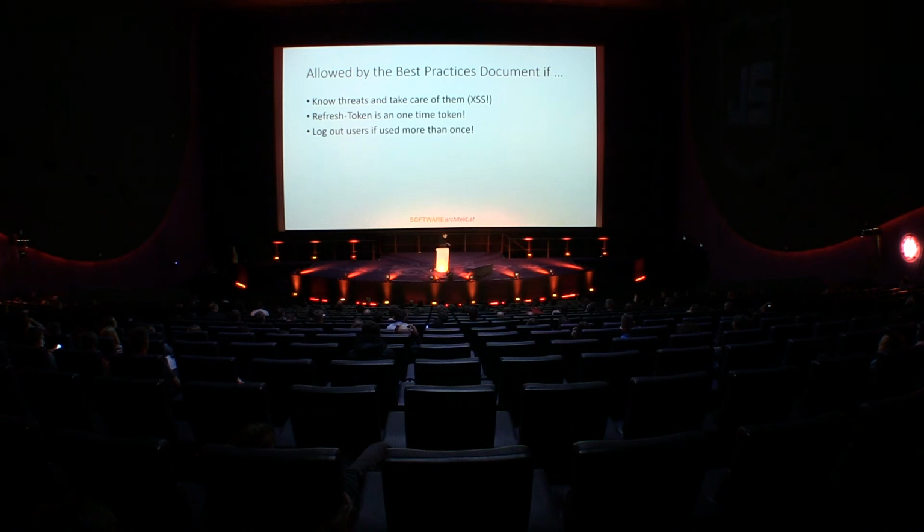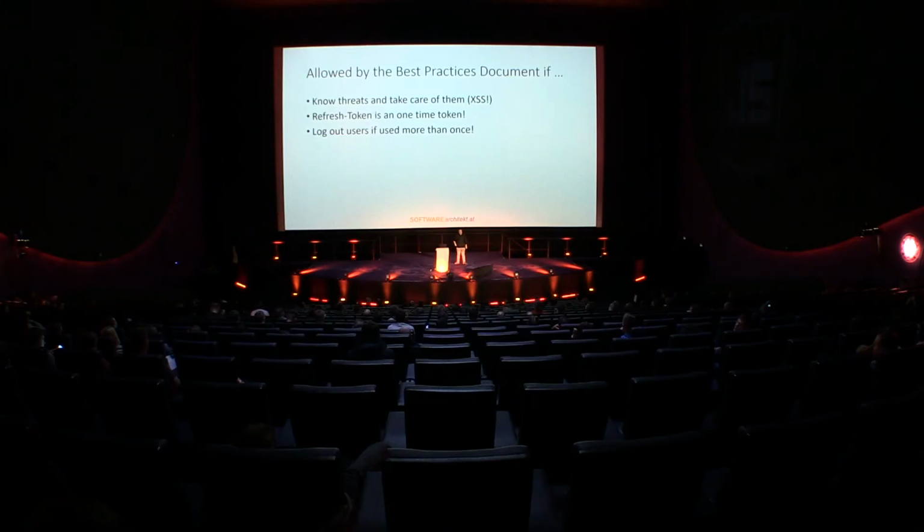And if two people are using the same refresh token, you have to lock both of them out, because one of them will very likely be an attacker. You cannot tell who of them will be the attacker. You don't know if the attacker was faster or the user was faster. And to be on the safe side, both of them need to be thrown out of the application. Okay.